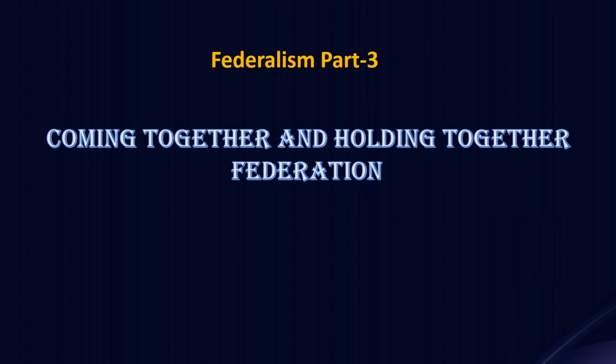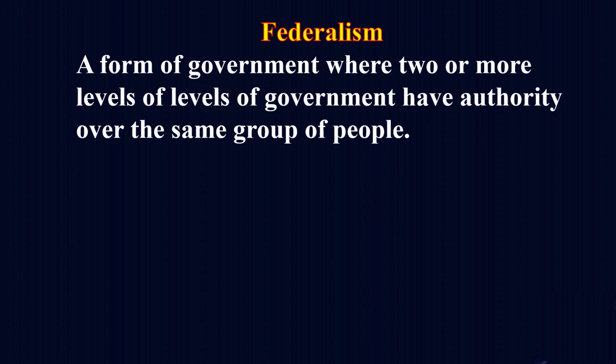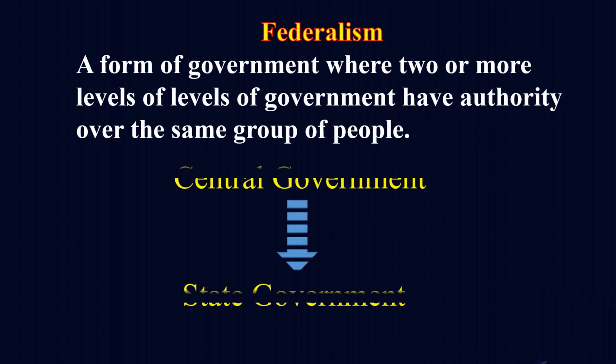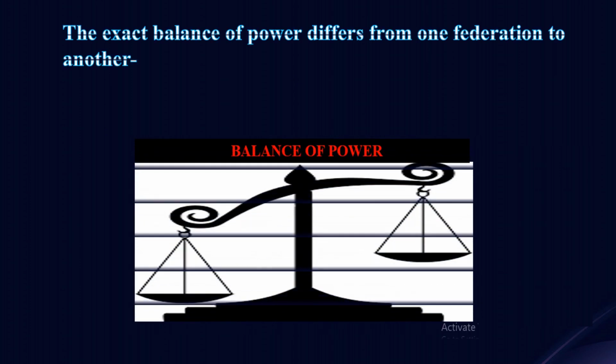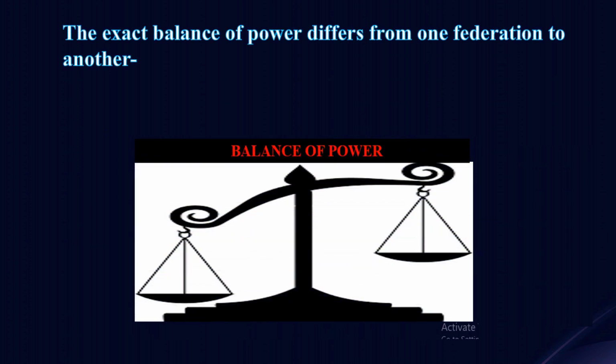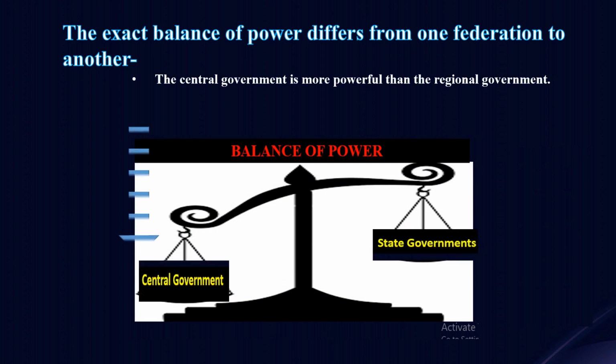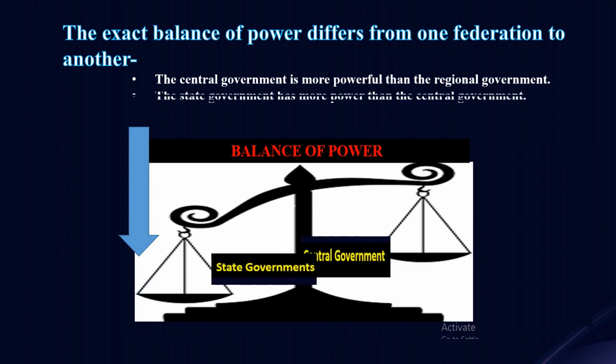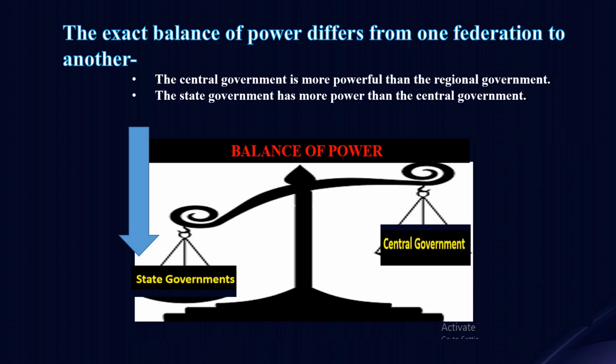Coming together and holding together federation. We know that in federalism, there are at least 2 levels of government, the central government and the state government. And the power is divided between these 2 levels of government. But the exact balance of power between the central government and the state government differs from one federation to another. That means in some cases the central government is more powerful than the regional or the state government. And in other cases the state government has more power than the central government.